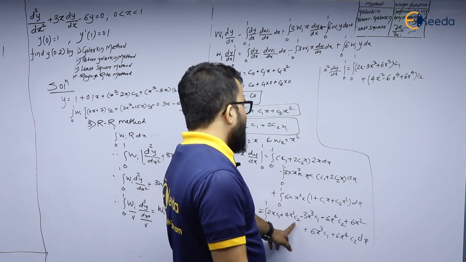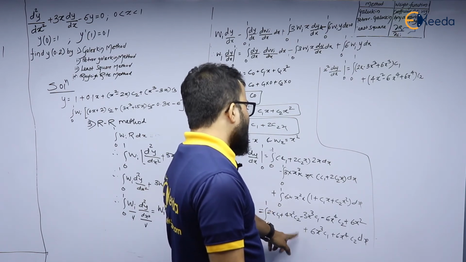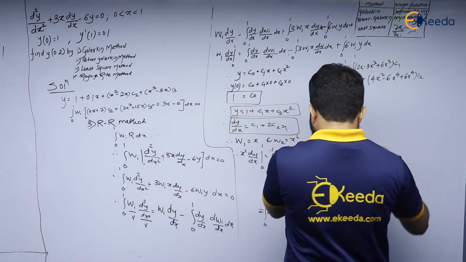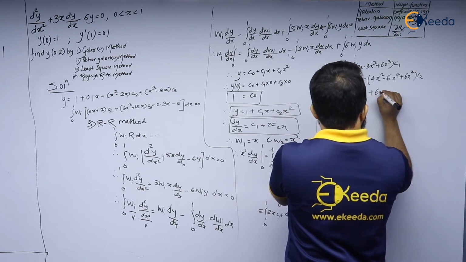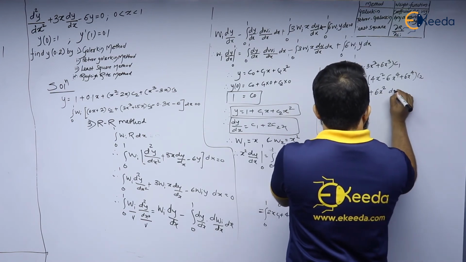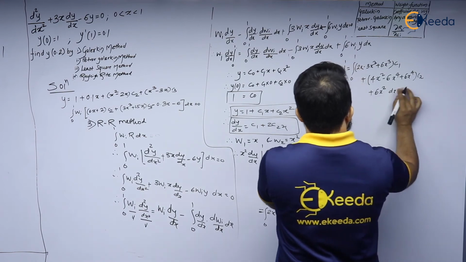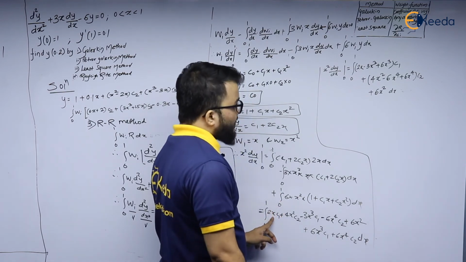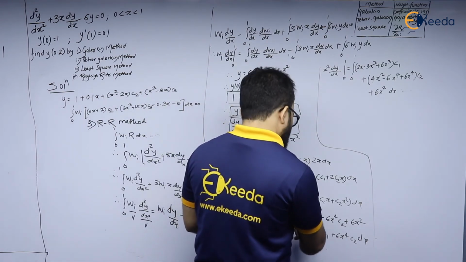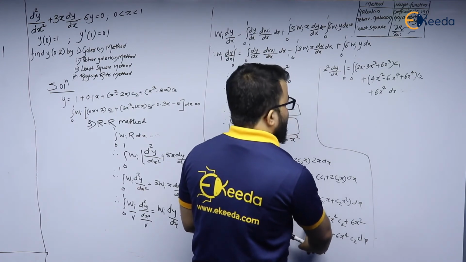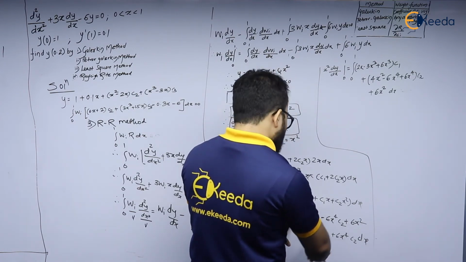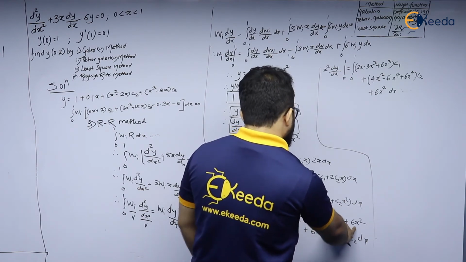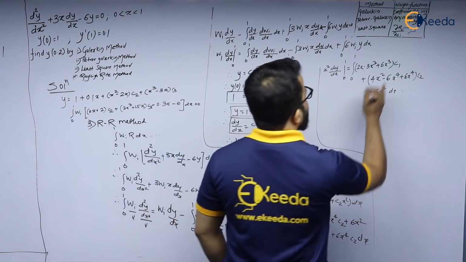Next, I have completed c1 and c2. The remaining factor is 6x square only, so this is as it is. You will write plus 6x square dx. Okay, so I will recheck again. This is 2x c1, this is 3x cube c1, and this is 6x cube c1. Next, this is 4x square, this is 6x raised to 4, and this is plus 6x raised to 4, and the 6x square term is as it is. So now I will do the integration for that.